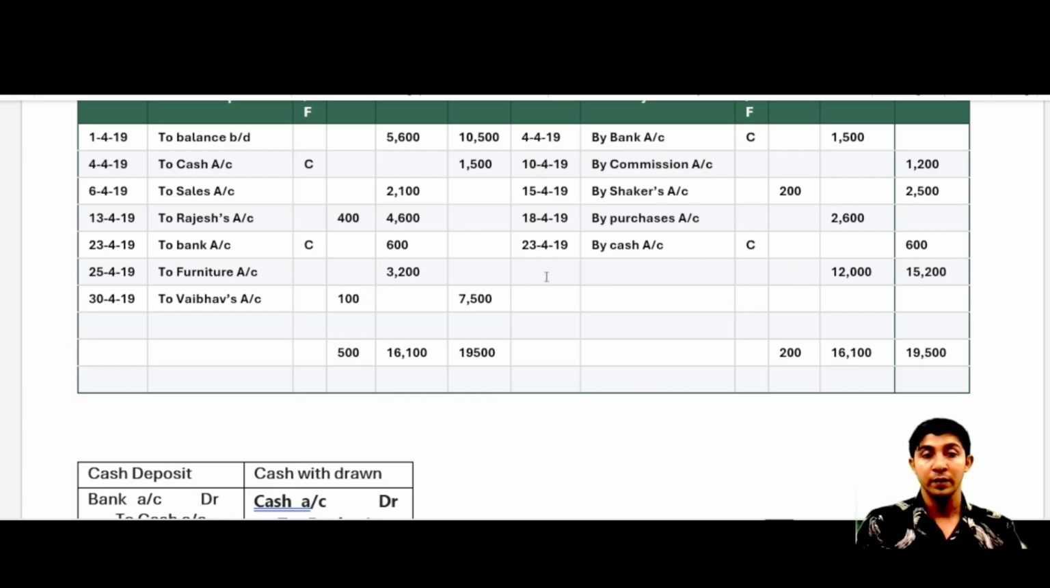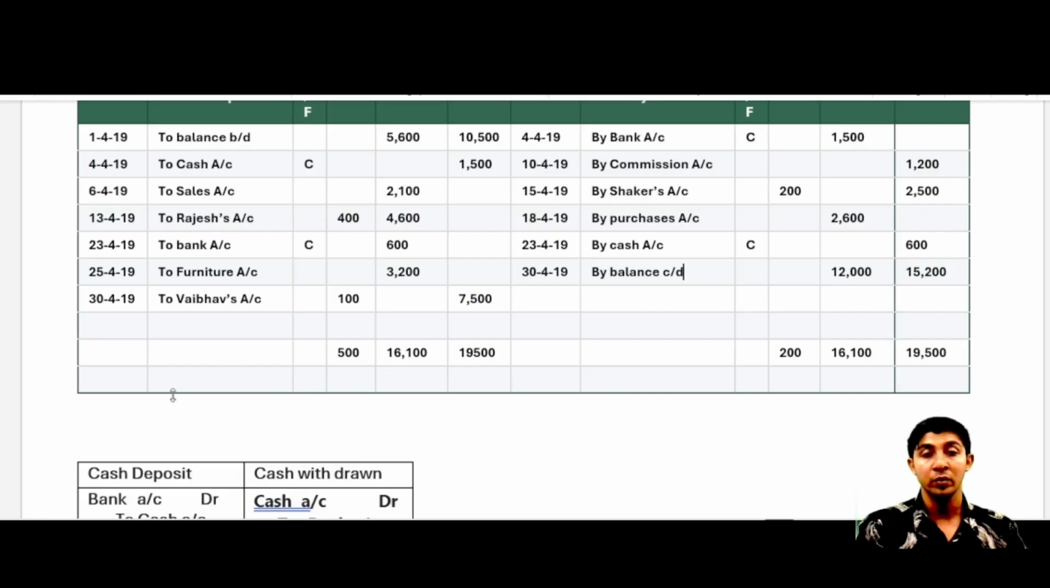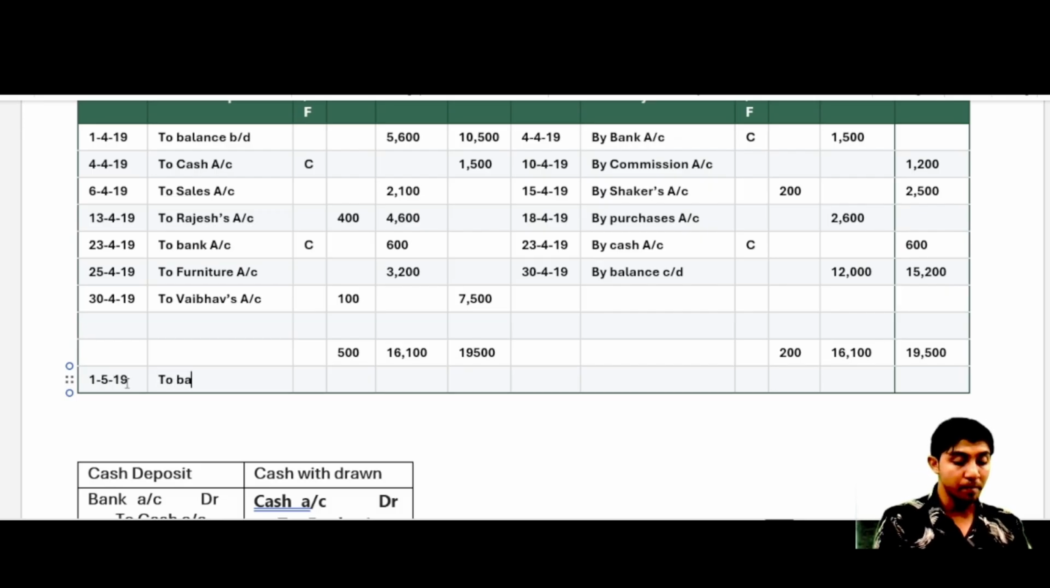So we need to write here the last date, that is 30 April 2019. लास्ट ट्रांजैक्शन की डेट लिख देना है हमको. And in the payment side will write by balance carry down C/D. एक बार बैलेंस कैरी डाउन लिखे तो it is mandatory to brought it down. इन्हें इधर से इधर आ जाता, क्रेडिट साइड से डेबिट साइड आ जाता. The date will change and it will be 1st of May 2019. And here we need to write to balance brought down B/D.